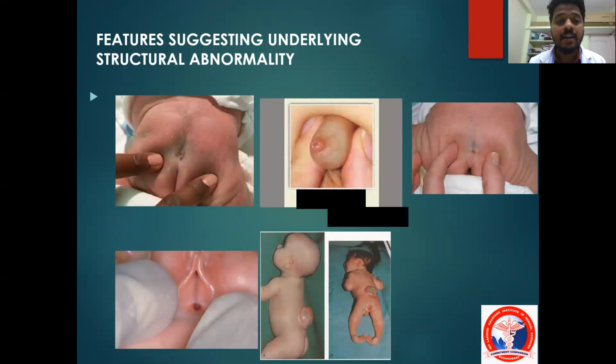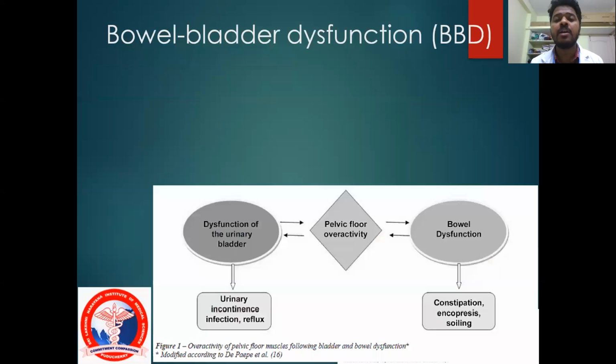So these are the features suggesting an underlying structural abnormality. Here you can see the child is having phimosis, here the child is having labial adhesions, here the child is having spina bifida with a myelomeningocele. Here, the child is having a skin tag. These are some of the features suggestive of neural tube defect, and the child can also have phimosis and labial adhesion. So, examination of a neonate who presents with a UTI is very important.